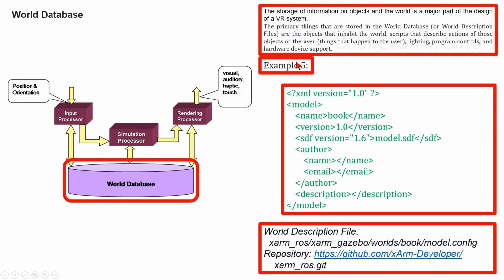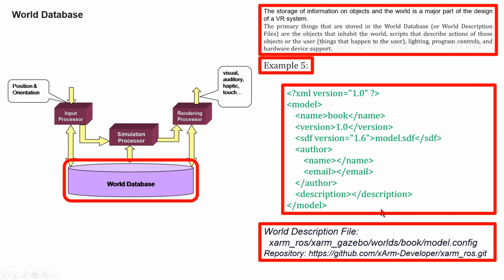As an example 5, we can consider this world description file. This is in xarm_ros/xarm_gazebo/worlds/book, in the book directory. The name is model.config. This is in the repository https://github.com/xarm-developer/xarm_ros.git.